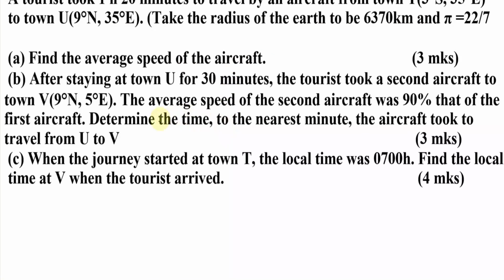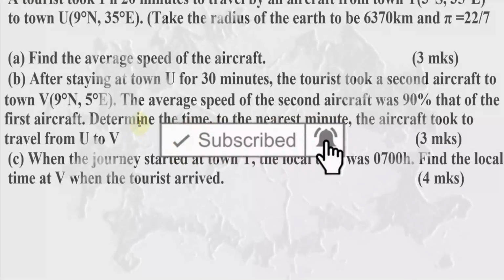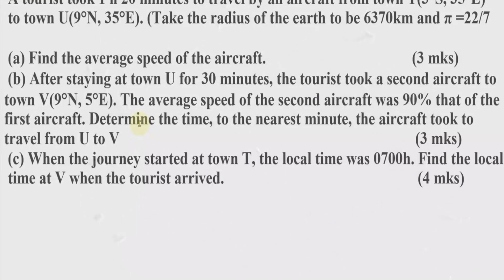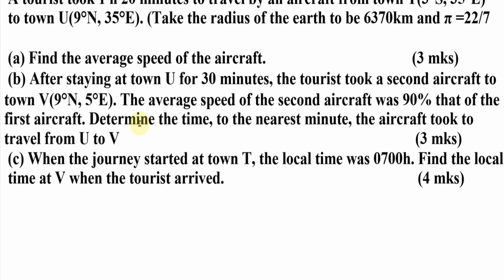B, after staying at town U for 30 minutes, the tourist took a second aircraft to town V, which is 9 degrees north, 5 degrees to the east. The average speed of the second aircraft was 90% that of the first aircraft. Determine, to the nearest minute, the time the aircraft took to travel from U to V. Then part C of the question. When the journey started at town T, the local time was 0700 hours. Find the local time at V when the tourist arrived.